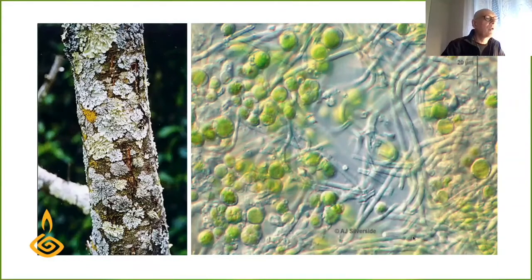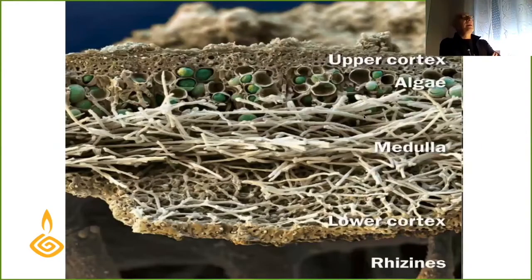This is how a lichen looks from the outside, and this is how a lichen looks from the inside. And this is a nice image captured at the scanning electron microscope in false color, showing the structure of a so-called foliose lichen, in which the algae can be seen very nicely, the green spheres. These are algae, green algae.